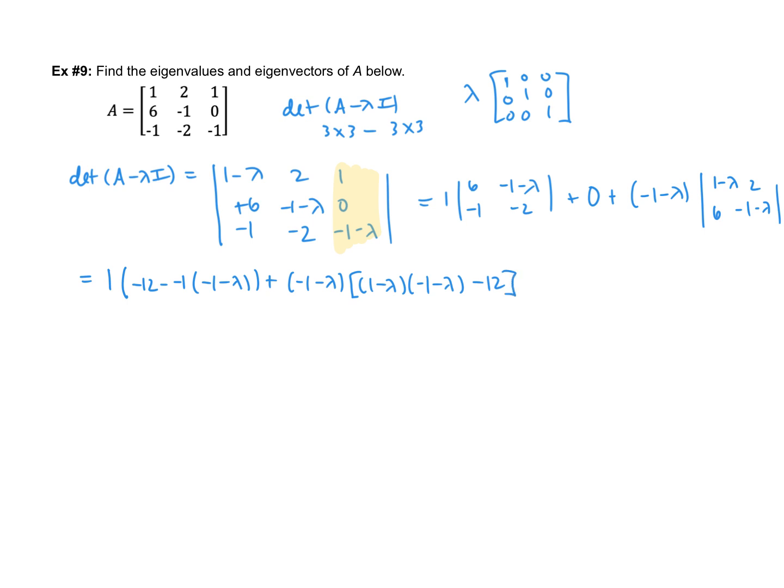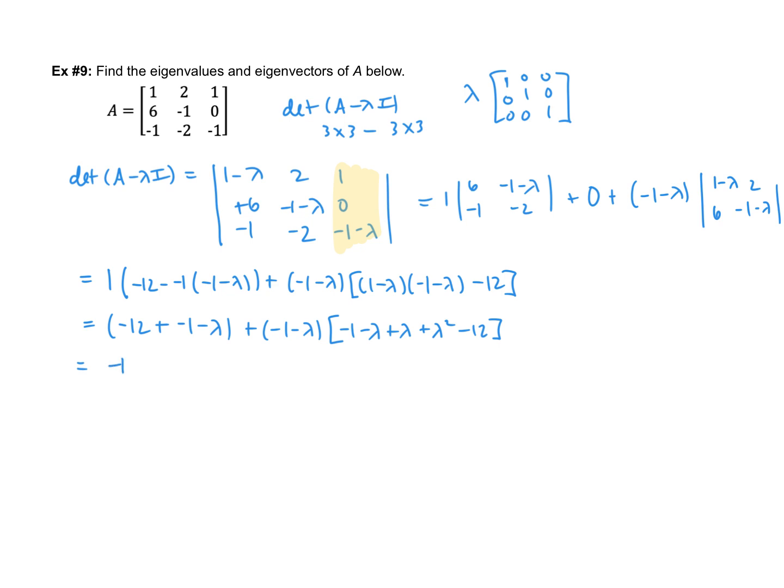Unfortunately, this does not factor, so we're just going to have to do some good old simplifying. First set of parentheses is going to become negative 12, add negative 1, subtract lambda. And then I have negative 1, subtract lambda. If I multiply out, I have negative 1, subtract lambda, add lambda squared, subtract 12.